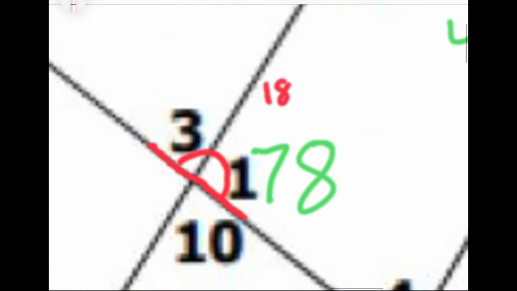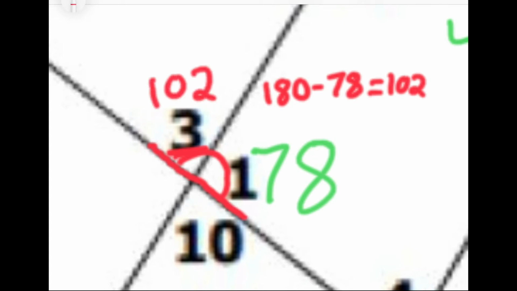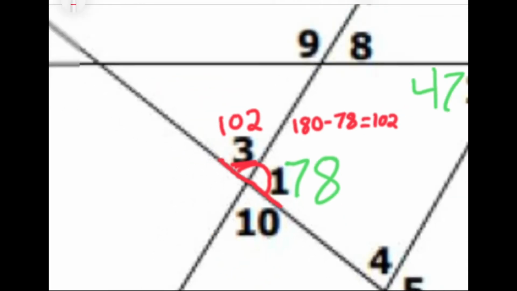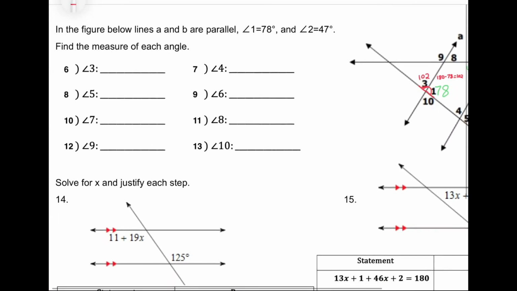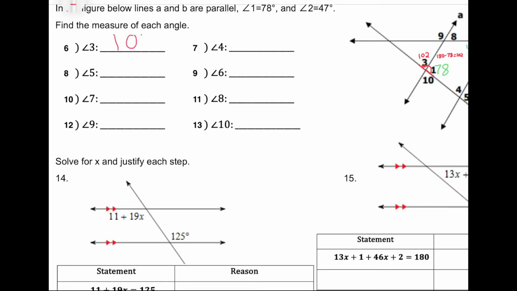So if we look at angle 1 and angle 3, if we add them together, we get a straight line. So if we do 180, because it's a straight line, subtract the angle we know, we're going to get that angle 3 that we need. So 180 subtract 78, we get 102. So that is going to be our angle 3. And if you do have the piece of paper with you, angle 3 is number 6. And it is in degrees, if you want to put it.